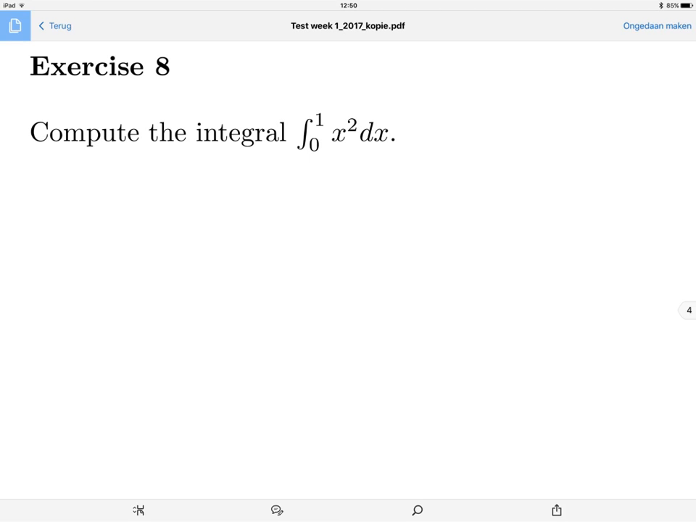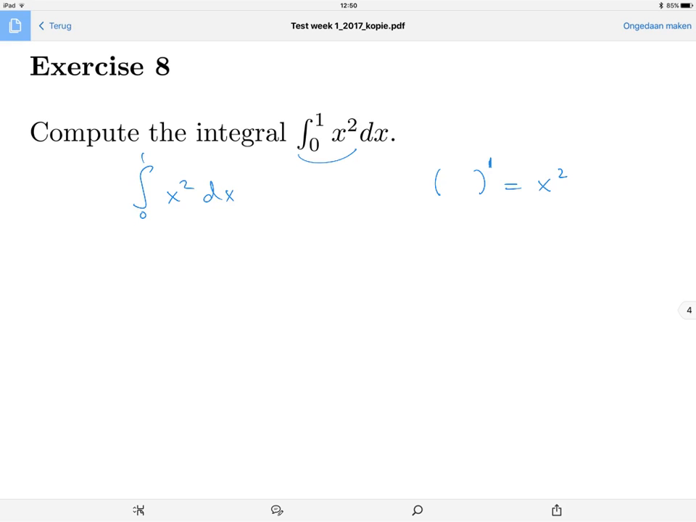And finally, exercise 8: compute this definite integral from 0 to 1 of x to the power of 2 dx. Okay, so when we ask about the integral of a function, what we basically ask is, what function has the property such that if I take the derivative, I get x to the power of 2.